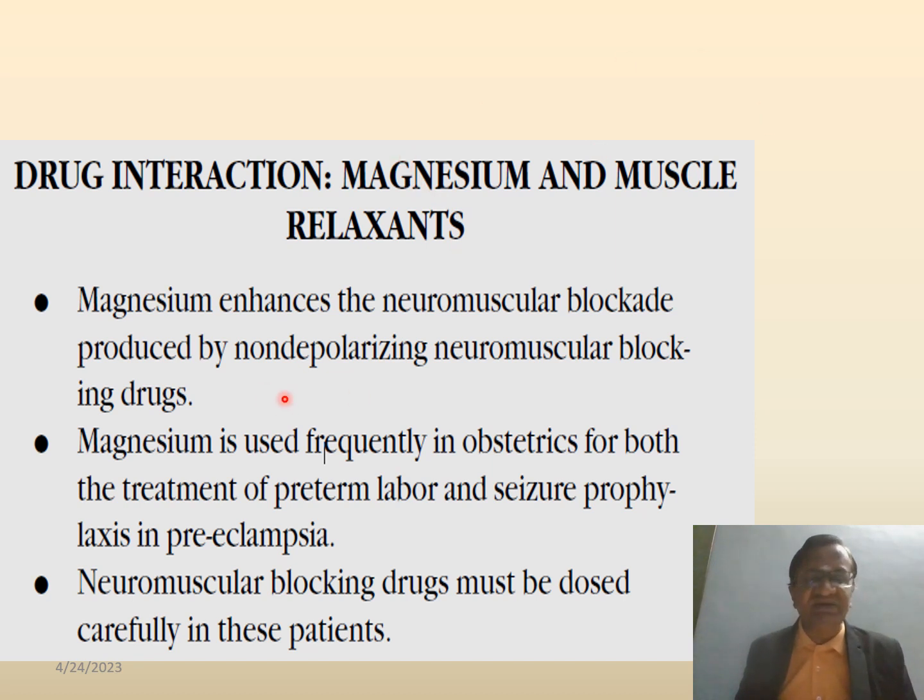Drug interactions: magnesium, because we always use magnesium many times in preeclampsia and eclampsia. Magnesium is used frequently in obstetrics, for preterm labor and seizure prophylaxis. Neuromuscular drugs must be used closely and carefully in these patients. So magnesium and atracurium, magnesium and vecuronium, whatever it is, it is dangerous. Whenever I give GA to a patient on magnesium sulfate, I preferably use a neuromuscular monitor. I start with only 5 milligram of atracurium and see what is happening, and then start giving 5 more. Because if you give 25 milligrams, we don't know what is happening, and we will land up in the problem of residual curarization.